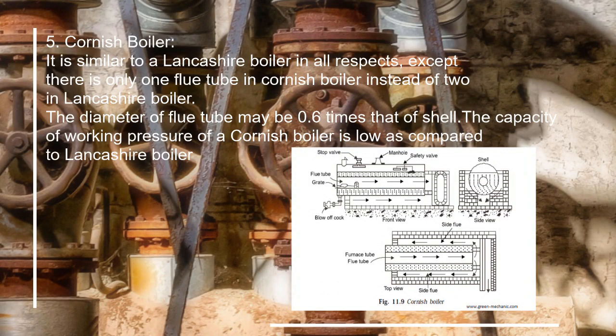Next example is Cornish boiler. It is similar to Lancashire boiler in all respects, except there is only one flue tube in Cornish boiler. The diameter of Cornish boilers is generally 1 meter to 2 meter and its length varies from 5 meter to 7.5 meter. The diameter of flue tube may be about 0.6 times that of the shell. The capacity and working pressure of the Cornish boiler is low as compared to Lancashire boiler.